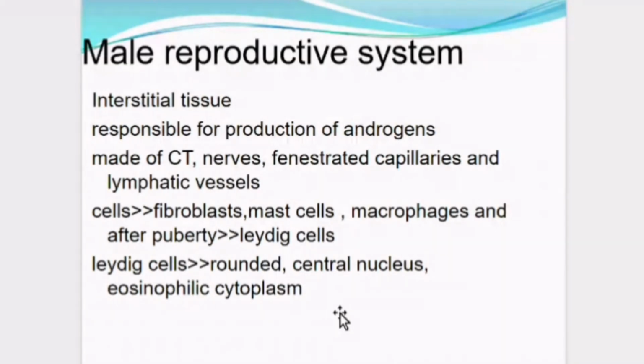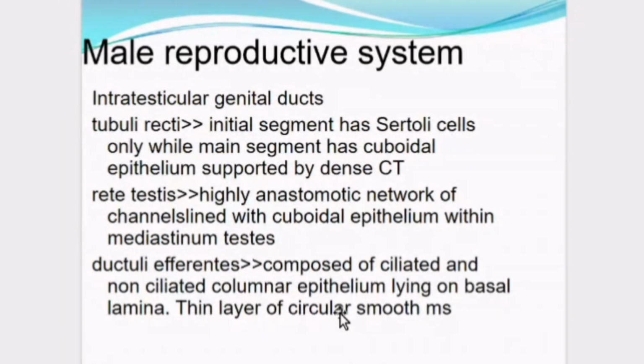So lastly, before we go there, we need to speak about something else that you call the interstitial tissue, right? The interstitial tissue is the tissue between your seminiferous tubules. This is where you find your Leydig cells, and they are responsible for secretion of androgens, that is, testosterone in males. In the interstitial tissue you also find fibroblasts, mast cells, and so on. But one thing to remember is that Leydig cells are rounded, have a central nucleus, and are eosinophilic. Never forget this part, that they are eosinophilic, right?